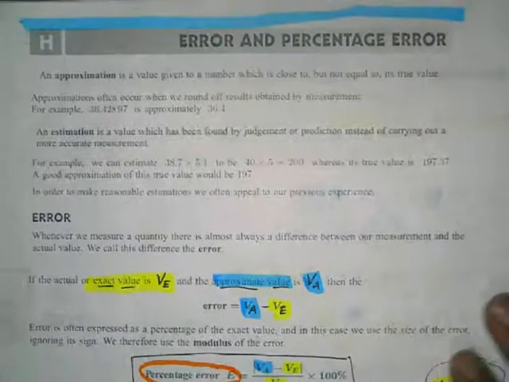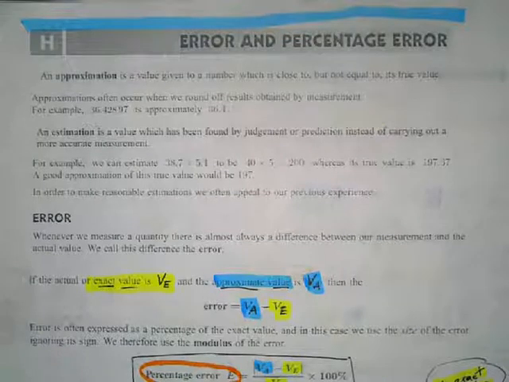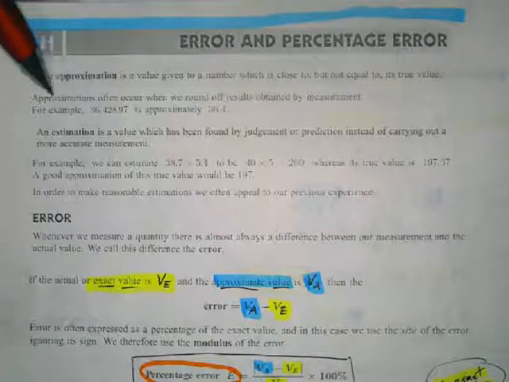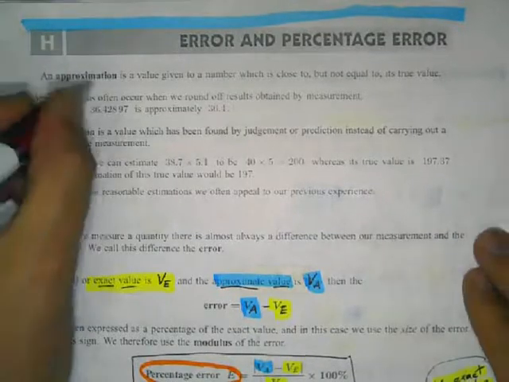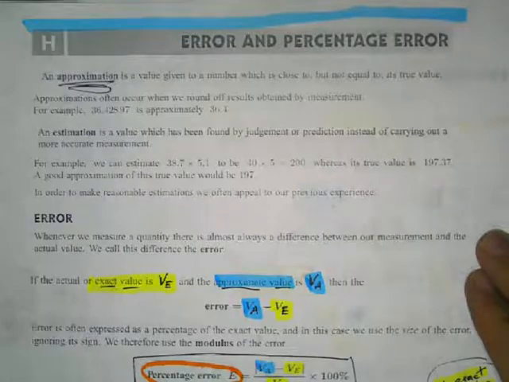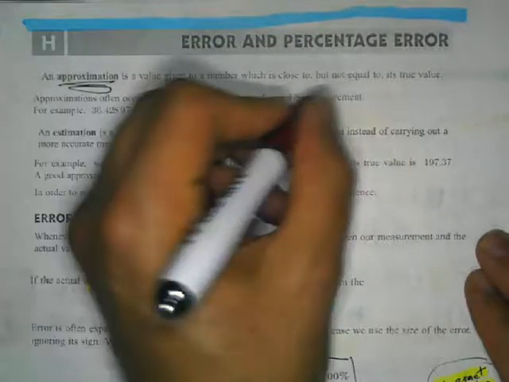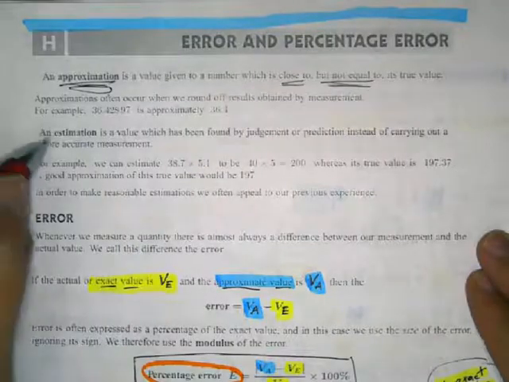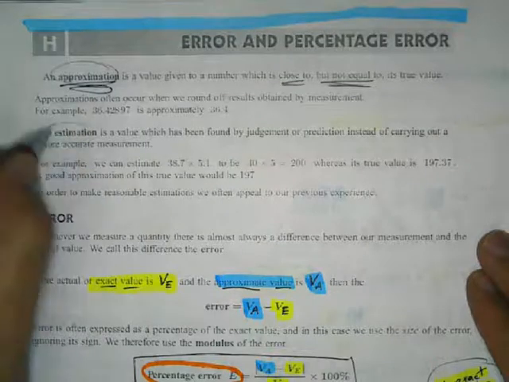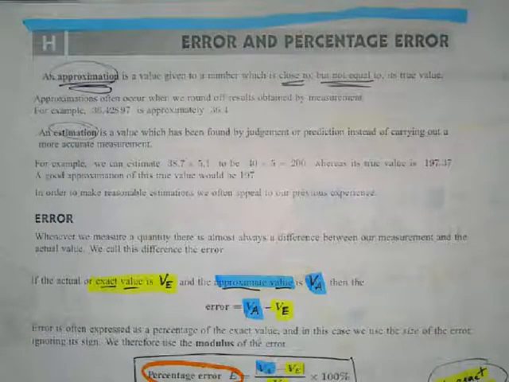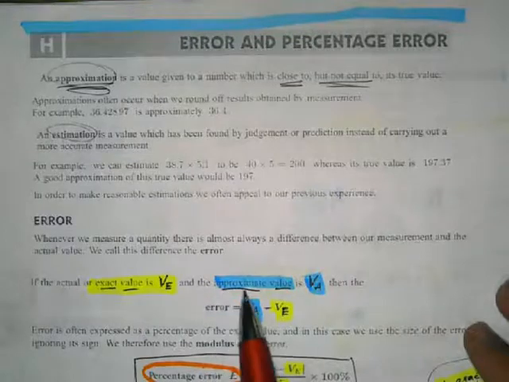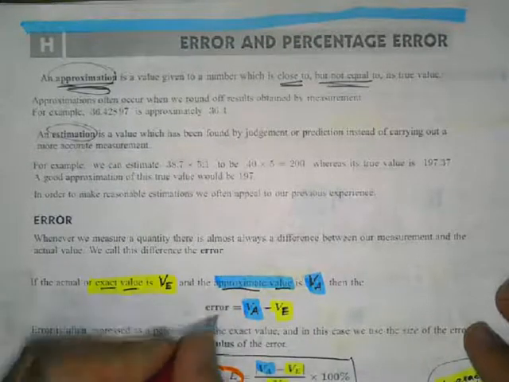All right, we're going to talk about error and percent error. Sometimes when you have data, you have an approximation, which is something that's not equal to the exact value, but it's pretty close. An approximation is also an estimation. If we want to know the difference between the exact value and the approximate value, we subtract them, and that gives you the error.